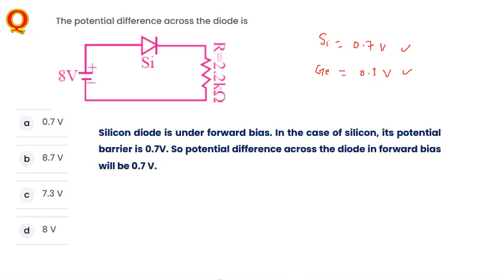For this one, the silicon diode is under forward bias. In the case of silicon, which has a barrier potential of 0.7 volt, the potential difference across the forward bias is also the same. In the case of germanium, remember, this is 0.3 volt.